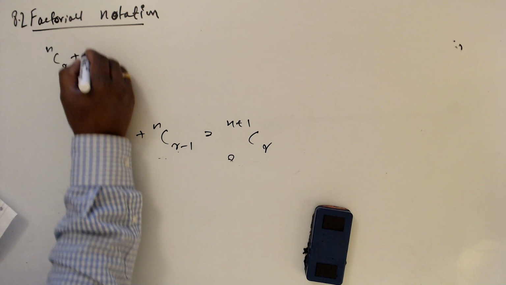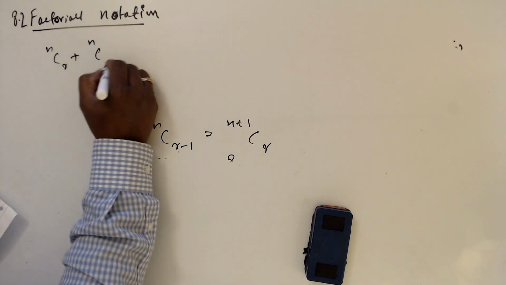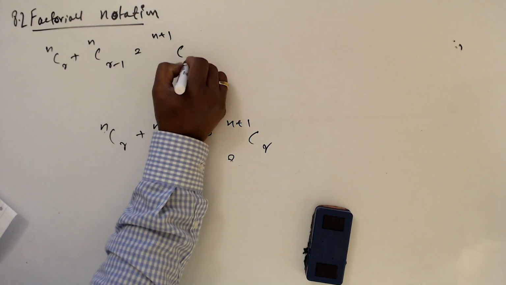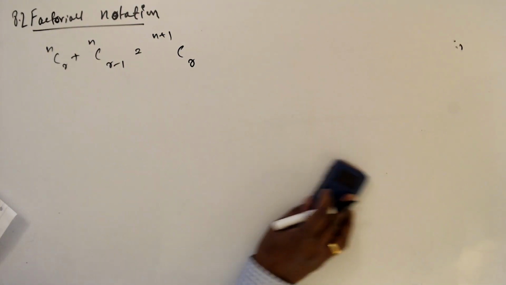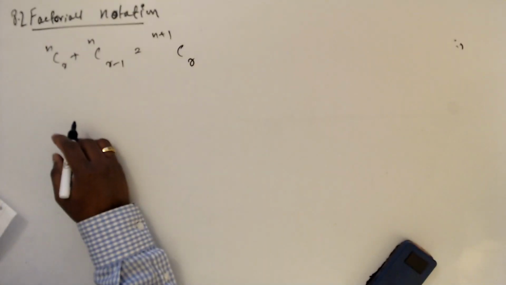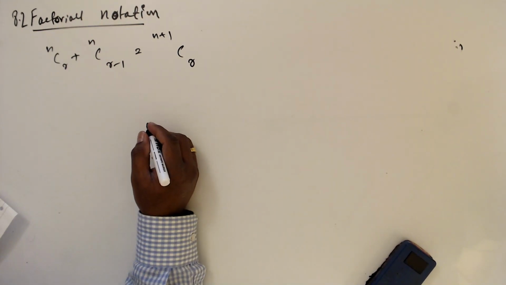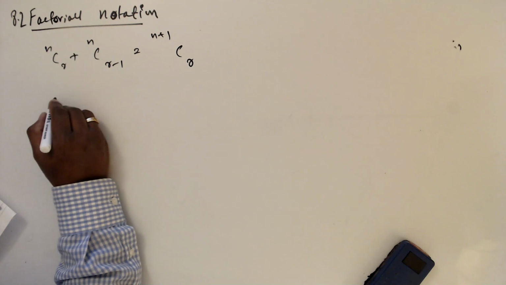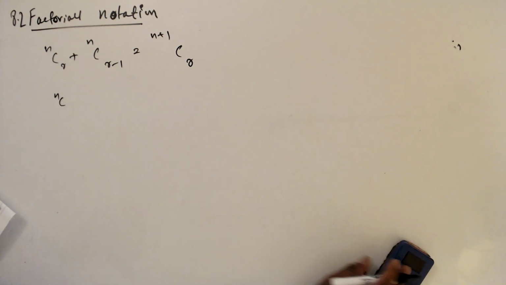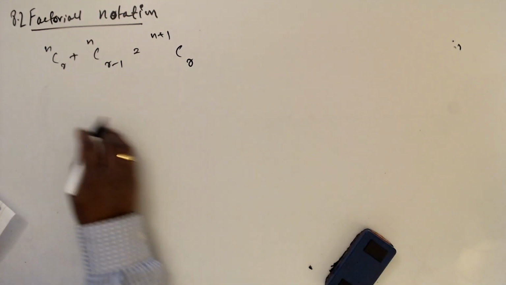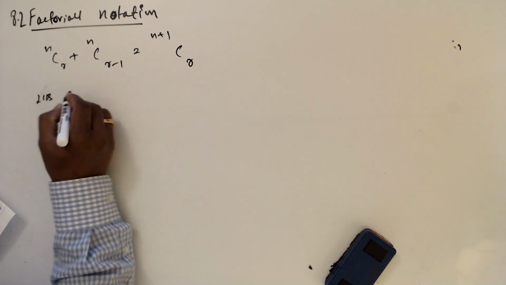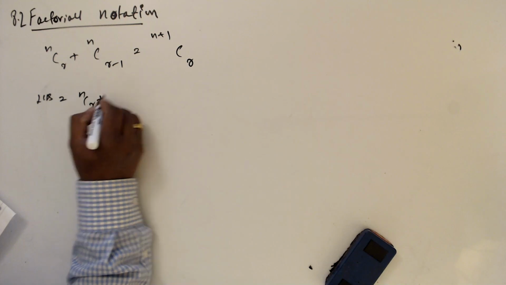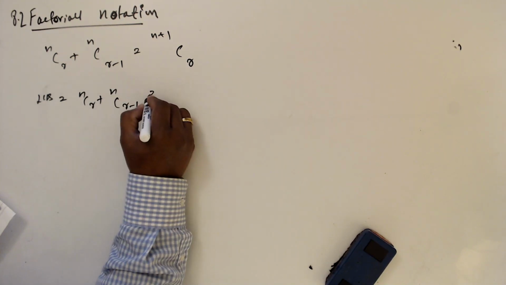nCr + nC(r-1) = (n+1)Cr. We want to show that. Now, nCr is... so the left side, LHS, is equal to nCr + nC(r-1).